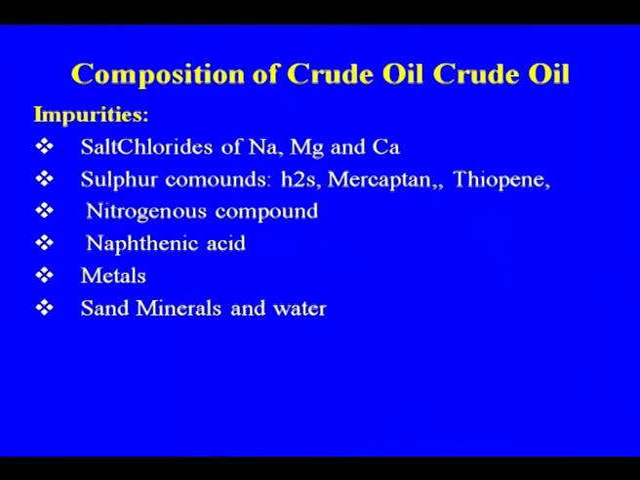These are actually the impurities present in the crude oil, and this is the reason why the evaluation of crude oil is very important, because this content will be discussed in lecture 2. This is the salt, chlorides of sodium, magnesium, calcium, sulfur compounds, H2S, mercaptan, thiophene, nitrogenous compounds, and oxygen that is also in the form of naphthenic acid, metals, sand, minerals, and water.